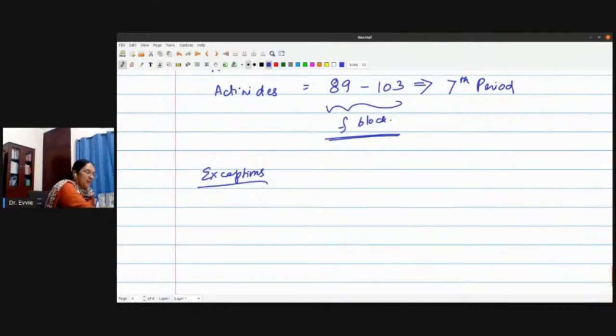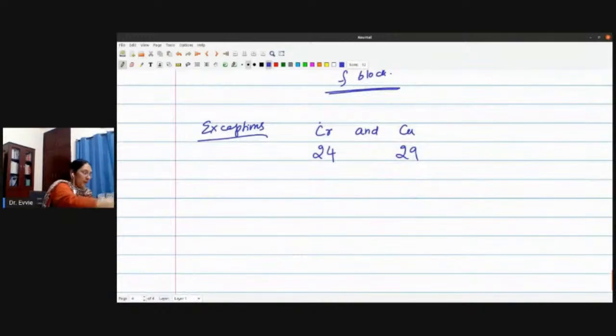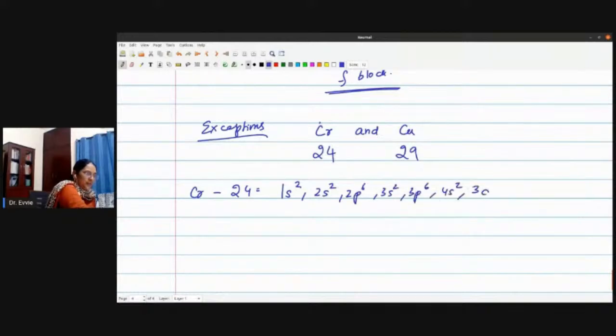Okay. So now, the exception, as I told you, we have studied in atomic structure, when we write the electronic configuration for both chromium and copper. Chromium's atomic number is 24 and copper's is 29. When we write, it is an exception. So what is that exception? Let me write for chromium first. Chromium, atomic number 24. The electronic configuration is 1s2, 2s2, 2p6, 3s2, 3p6, 4s2, 3d4. This is how you would write it.